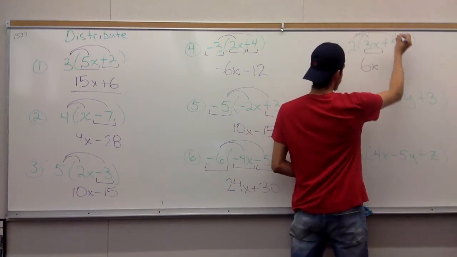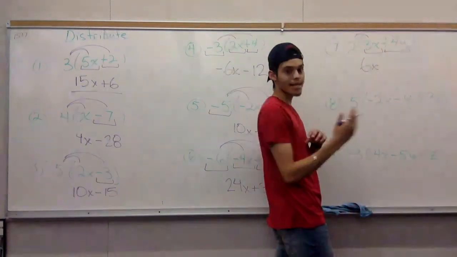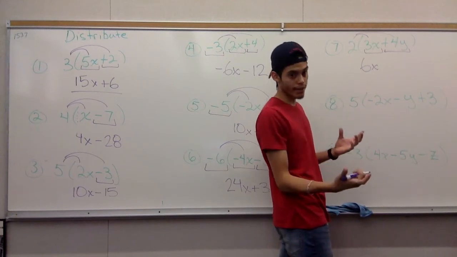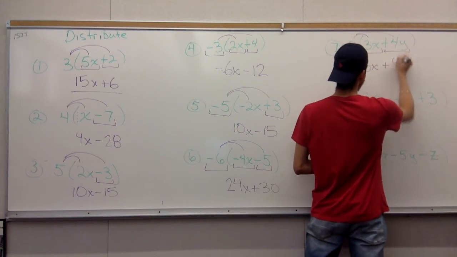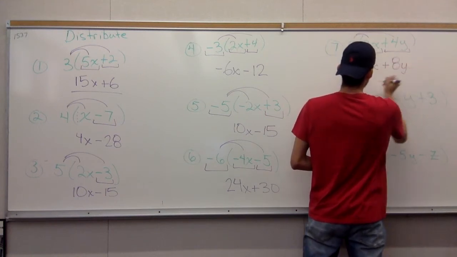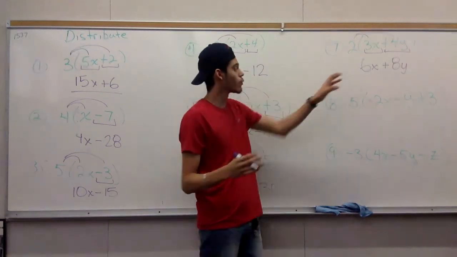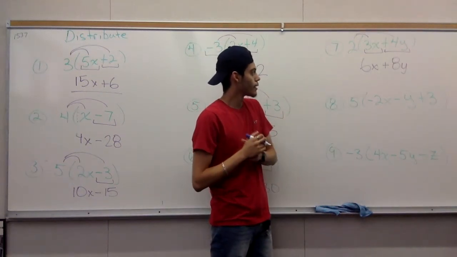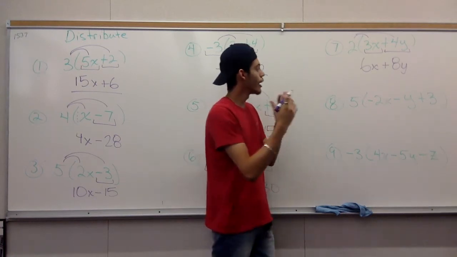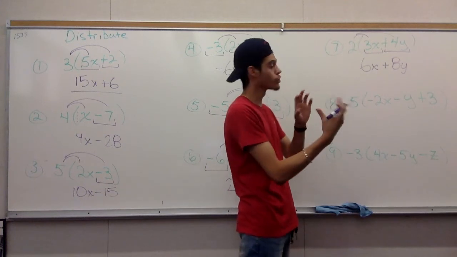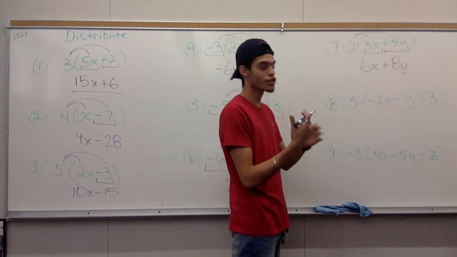Make the second loop. 2 times positive 4y. Now 4y is different from the x's because they're different letters. 2 times 4y would give you positive 8y. Now that is going to be your final answer of 6x plus 8y. We're not combining it to make 14 because they're different letters and they're different items. So don't mix them up because they just don't mix.